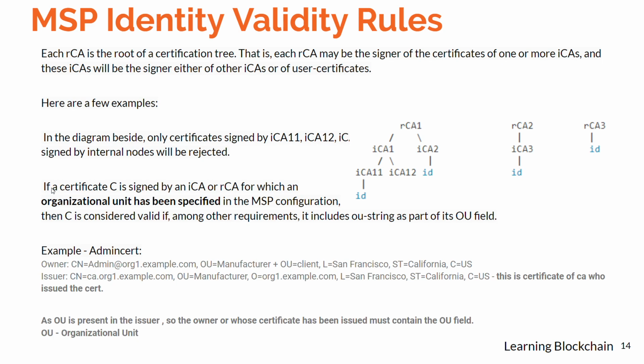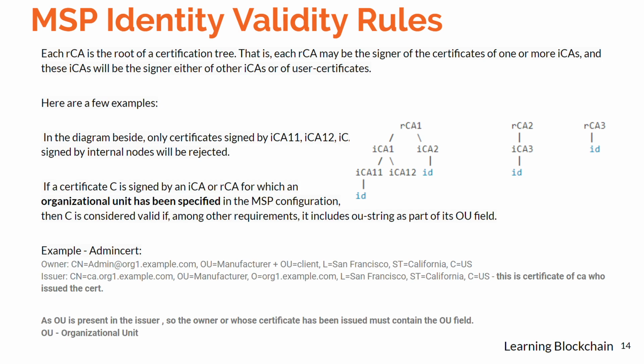Now, one example: if a certificate C is signed by an ICA or RCA for which an organizational unit has been specified in the MSP configuration, then C is considered valid if, among other requirements, it includes the OU string as a part of its OU field. So right now we are moving a little bit deeper, as we have explained the node OUs part. There is enable node OUs. If you remember, there was one part inside the crypto config file. We are gradually moving to that particular part, maybe that is the last part.